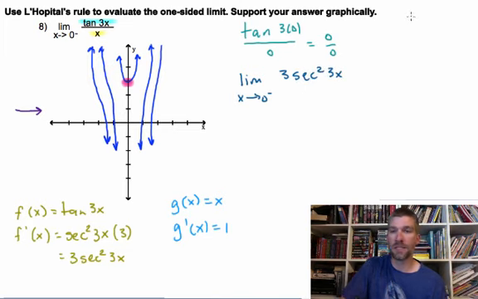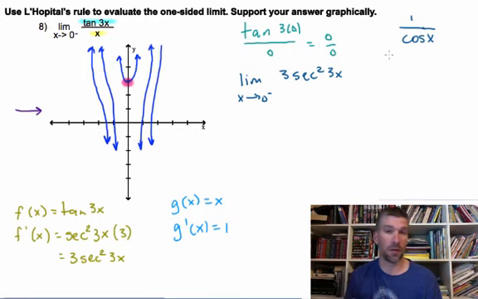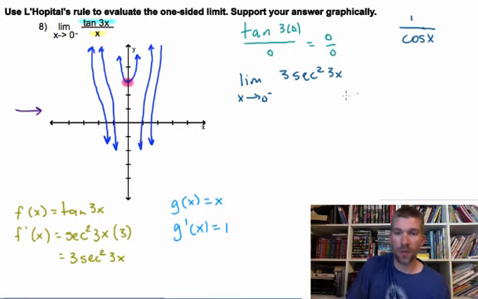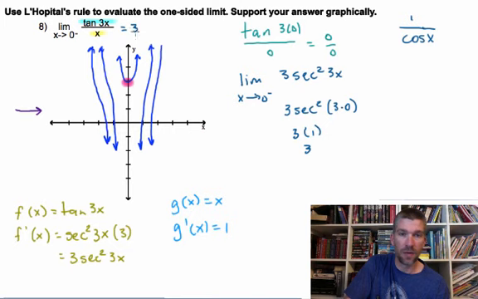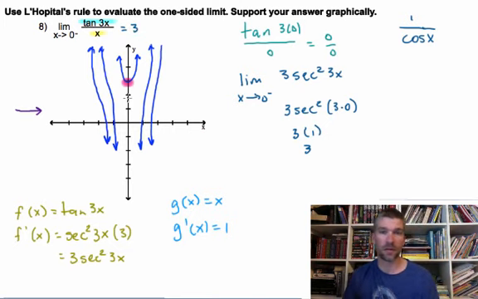Now remember, secant is 1 over the cosine, okay? So the cosine at 0 is just 1. So what I'm working with here, when I substitute my 0 in, I'm looking at 3 times secant squared of 3 times 0. Well, that's 0, and the cosine of that is 1. The reciprocal of 1 is 1. So I end up with 3 times 1, which is 3. And that's what this limit goes to. And graphically, that's what it looks like it should be.